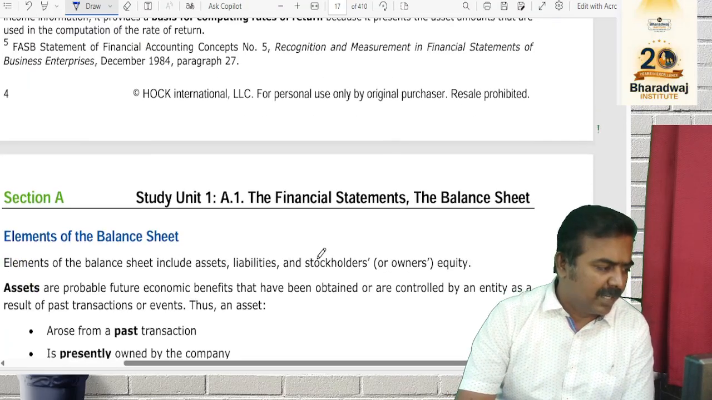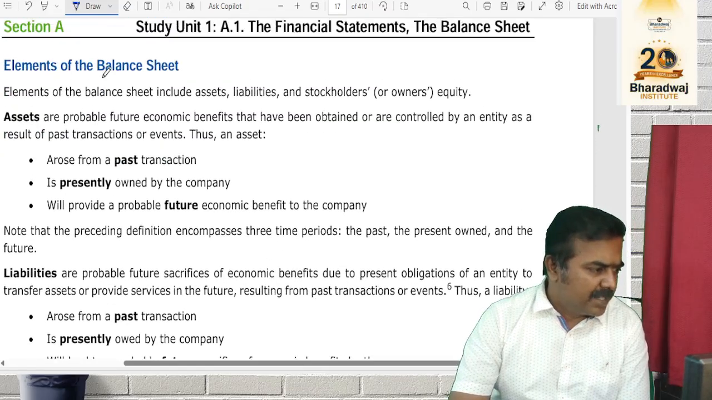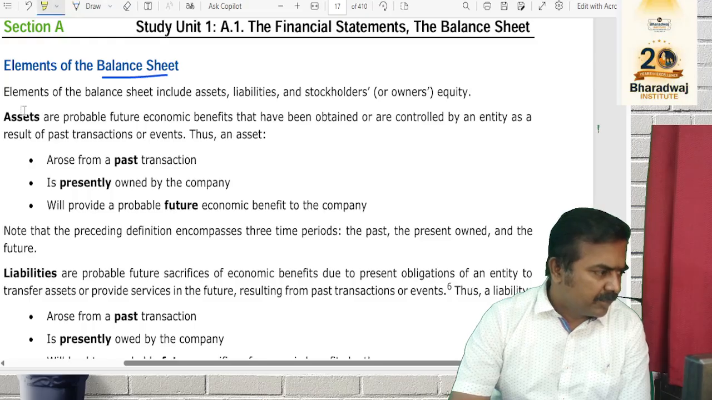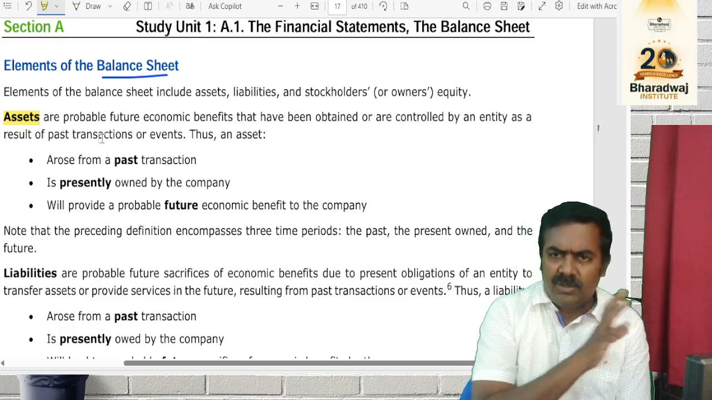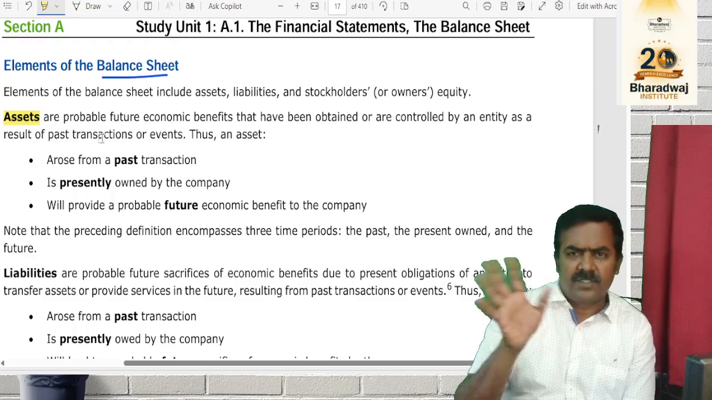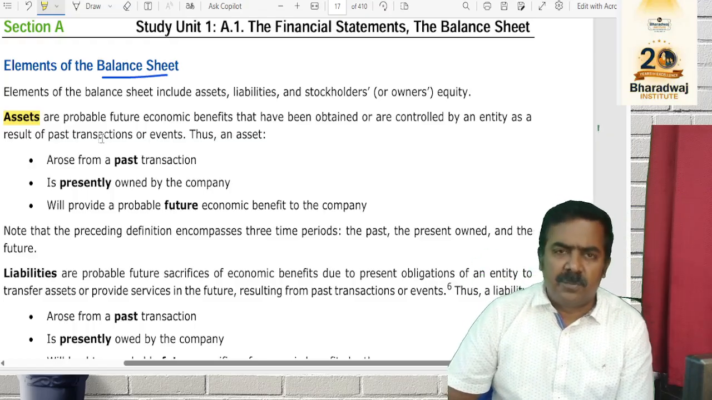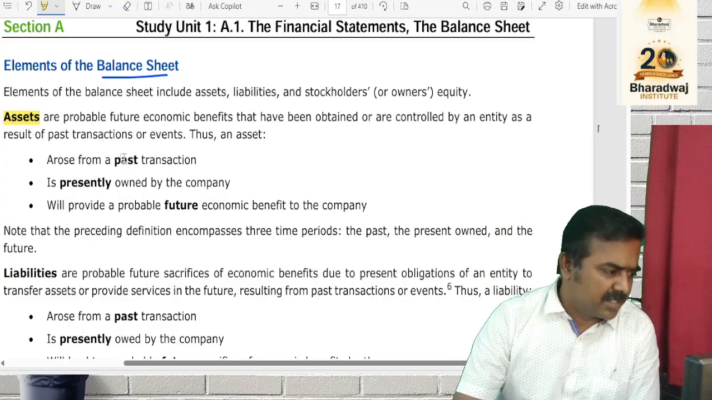That is about the balance sheet. What are the elements of the balance sheet? What is the first one? Assets. What are assets? Don't look at the formal definition. Anything that gives you a future benefit. How do you get that asset? Through a past transaction, presently owned by the company, it will give us what? Future economic benefits.